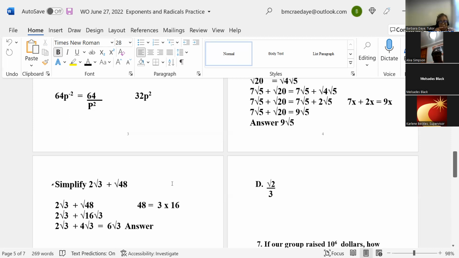Because 3 times 16 makes 48. That's right. And so that means the square root of 3 times the square root of 16 equals the square root of 48. Got it?